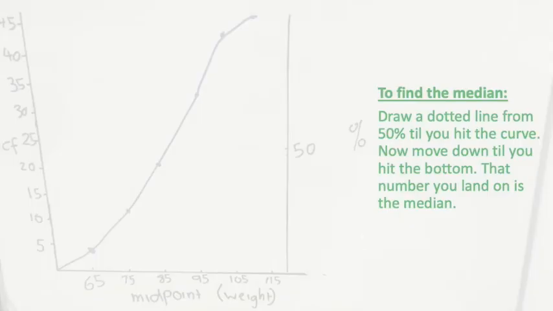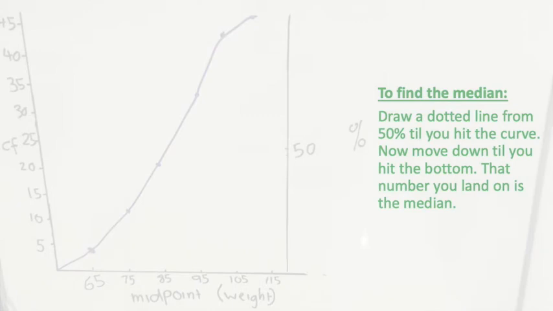Now, here are some instructions that I would like you to write down. Put these somewhere in your notes next to your graph. Even if they don't quite make sense, they will when we do it together on the whiteboard. But write this down. To find the median, draw a dotted line from 50% until you hit the curve.